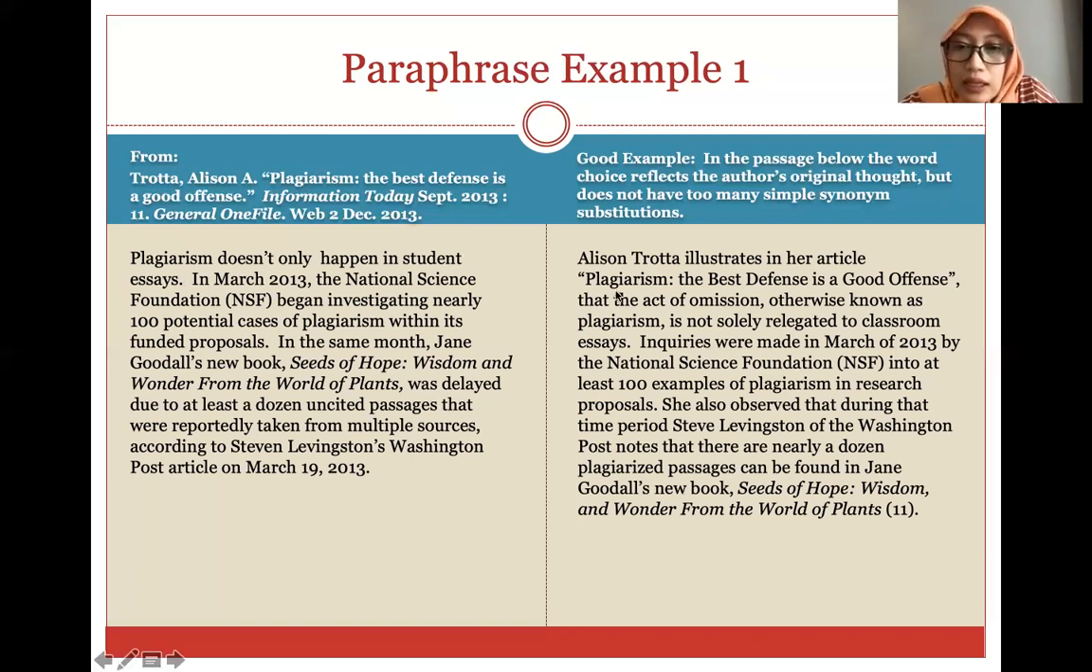And then the next clause is not solely related to classroom essays ya. Jadi tidak hanya selalu berkaitan dengan classroom essays. Nah, kita tidak bisa menghentikan kata essays ya karena that is the point.